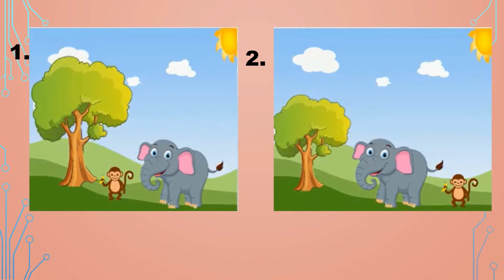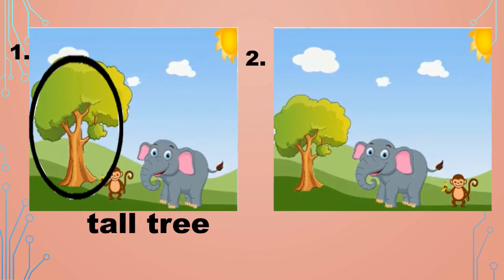Now students, look at this example. In this example, observe both the pictures carefully. I am sure all have observed the differences in both the pictures. Students, first we begin with the tree. If we observe both the pictures, in the first picture, the tree is tall, whereas in the second picture, the tree is short.